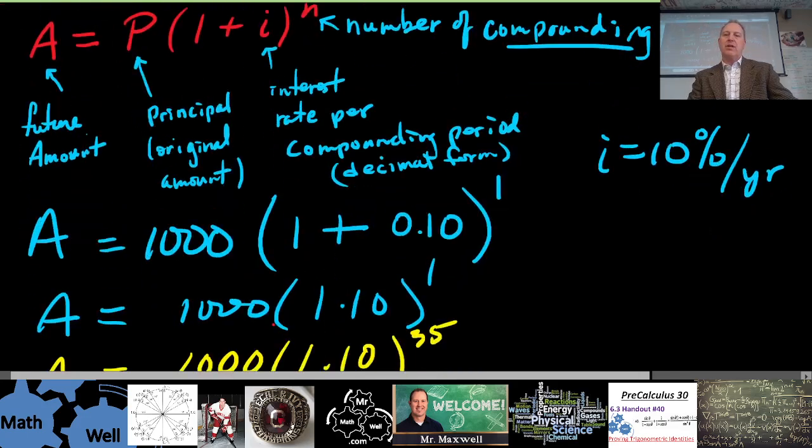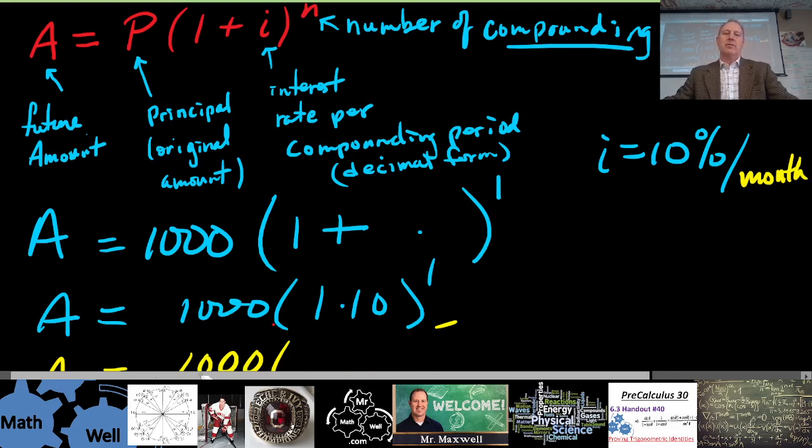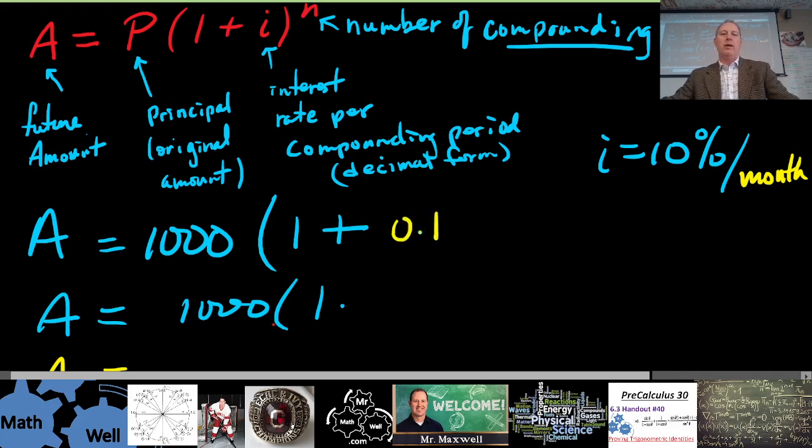Now, if the compounding period was not per year, if this was per month, let's go back and change this. Let's say this was per month. Now that is a lot, 10% per month. Then what you'd have to do, guys, watch this, you would have to change some things. This decimal would actually be 10% or 0.1 divided by 12. So it would be a 1/12 of 10%.